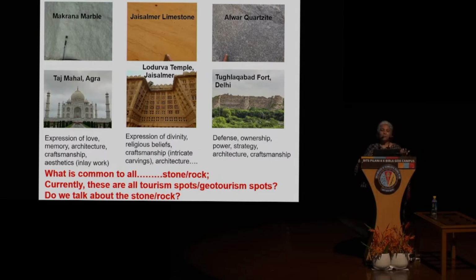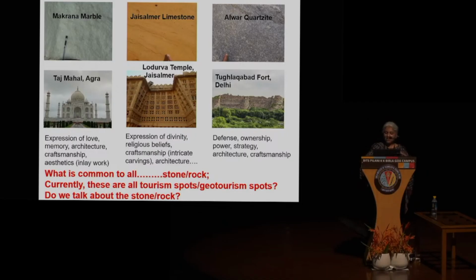If we had no stones, we would have never had the religious beliefs documented, and we would have never known how the practices were in the past, how the craftsmanship was in the past, what were the emotions of the people, why they made such tomb structures, or why they made such temples. Then the last one is an example of Tughlaqabad Fort, which is made up of Alwar quartzite. Now this fort, anywhere in the world, the forts are expression of power, defense, strategy, architecture, and craftsmanship.